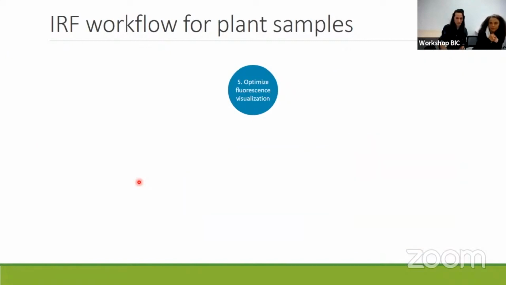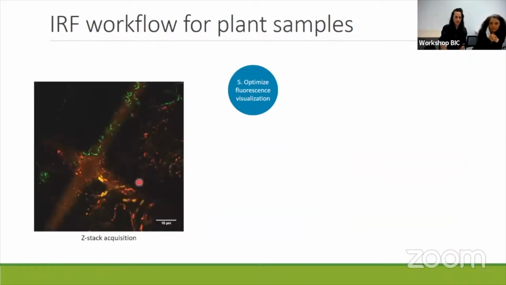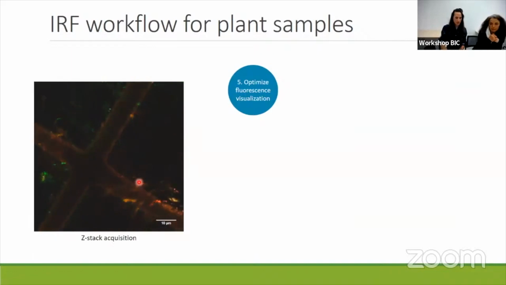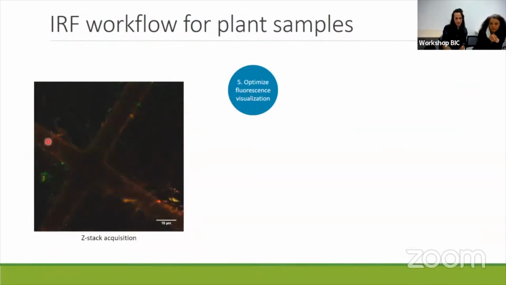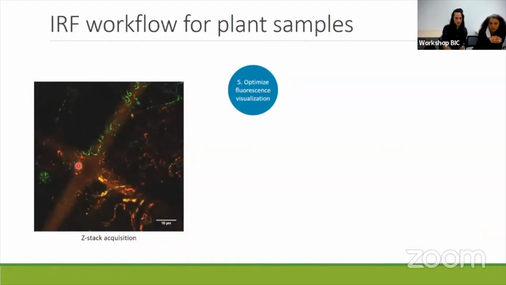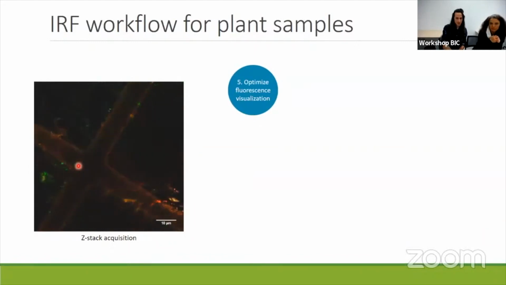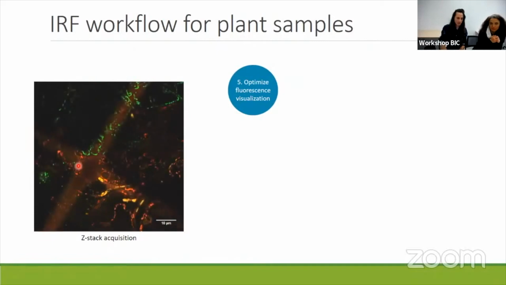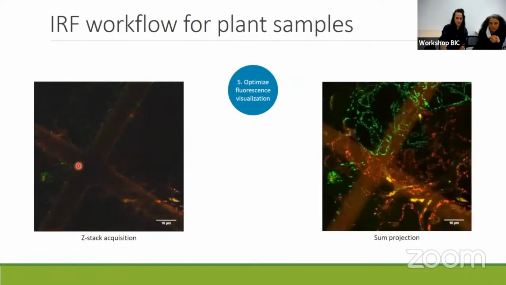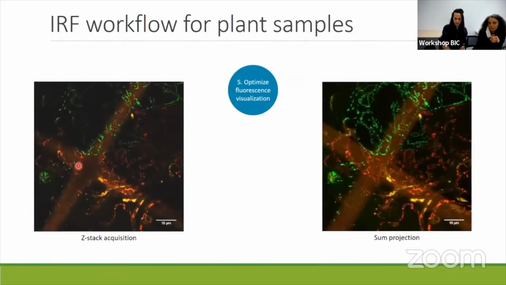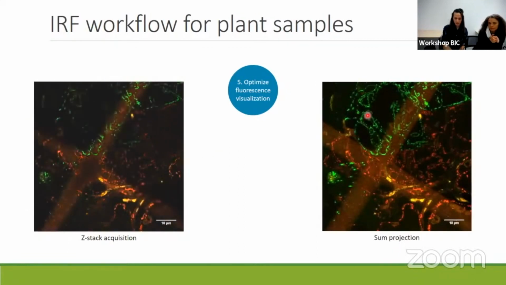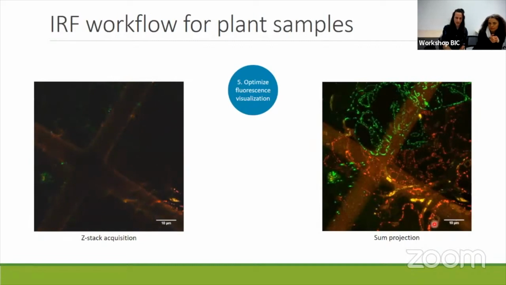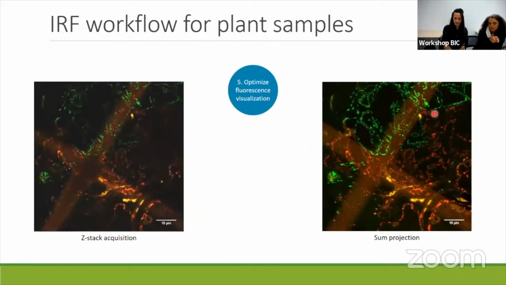Okay. So the next step is to go to the confocal microscope. Even if you think that a section is flat, it's not completely flat, as you can see. So we are doing a Z-stack acquisition. And to optimize the visualization, we are doing either a maximal projection or a sum projection to get a sort of flat image. And then, as you can see, we can see the grid interface.